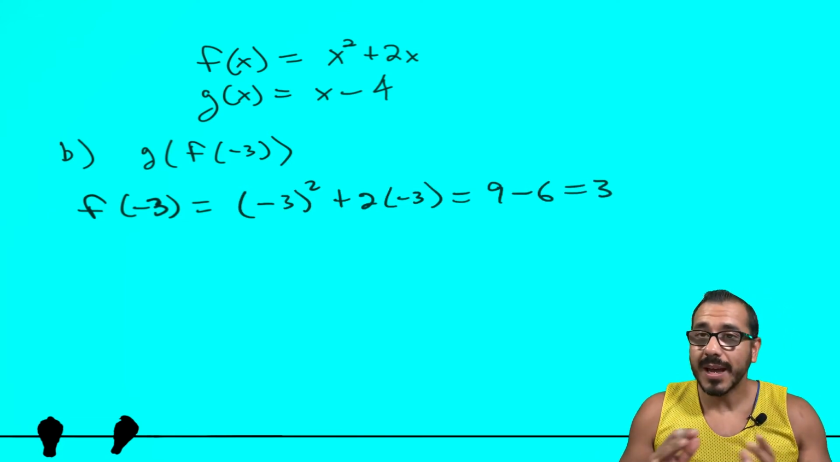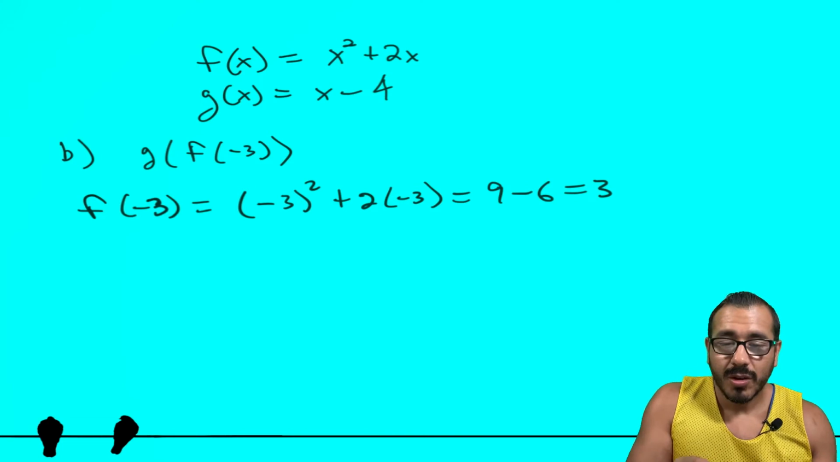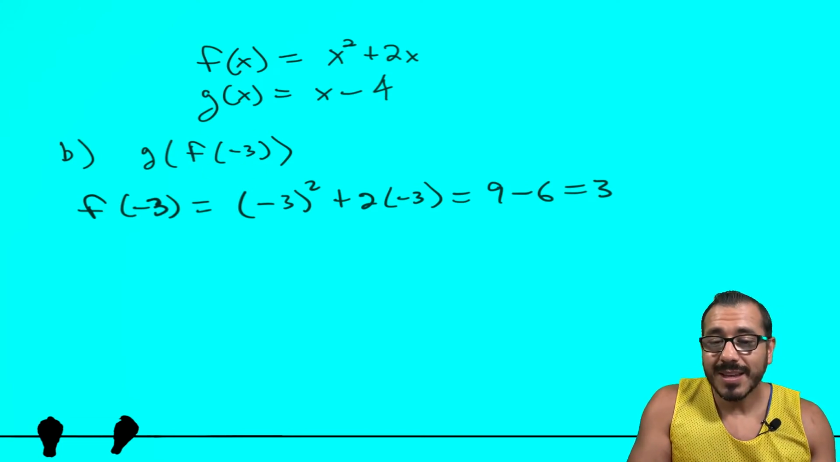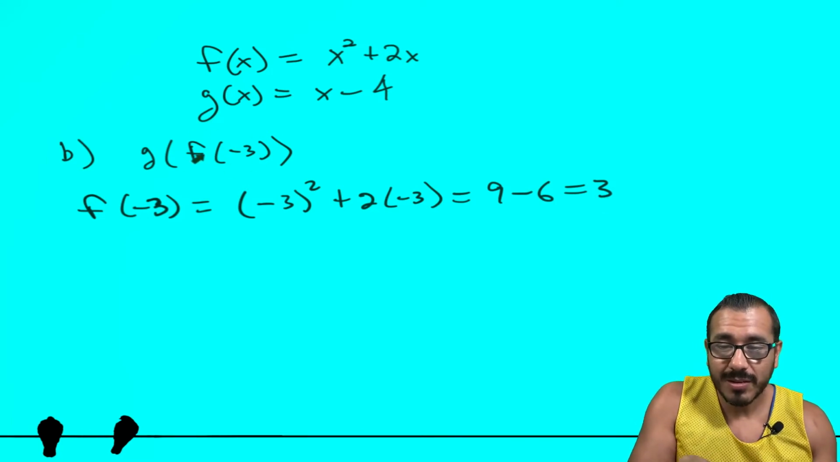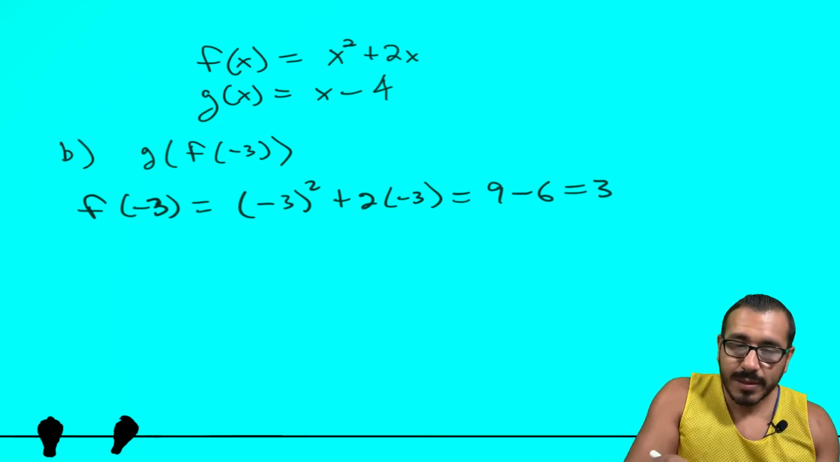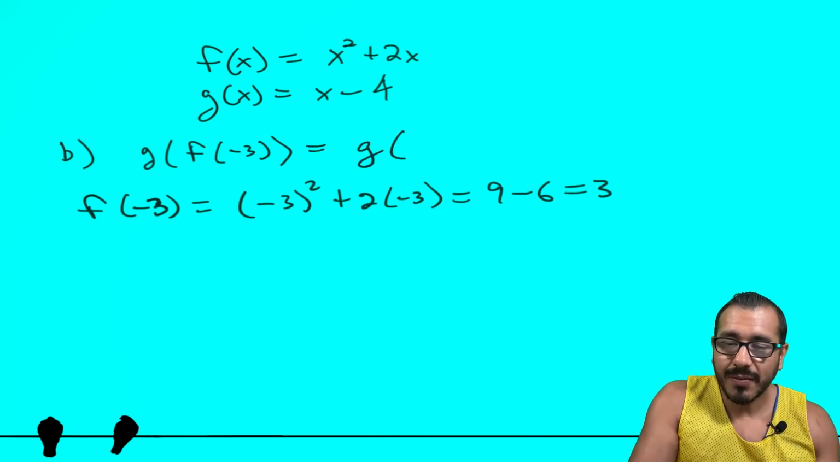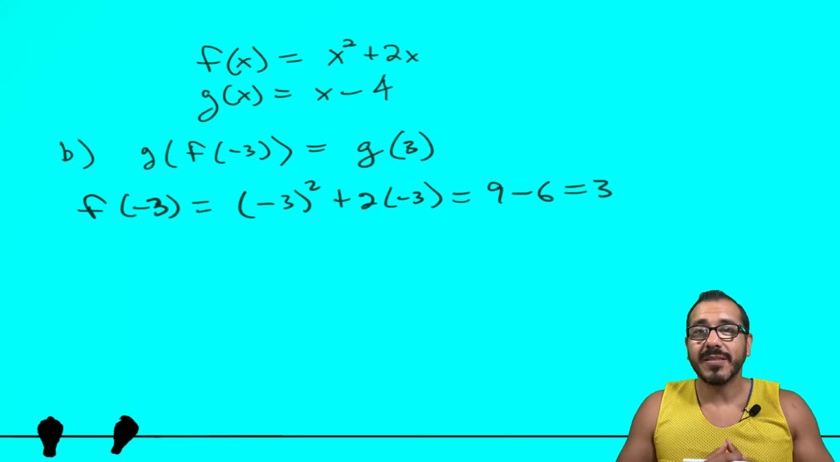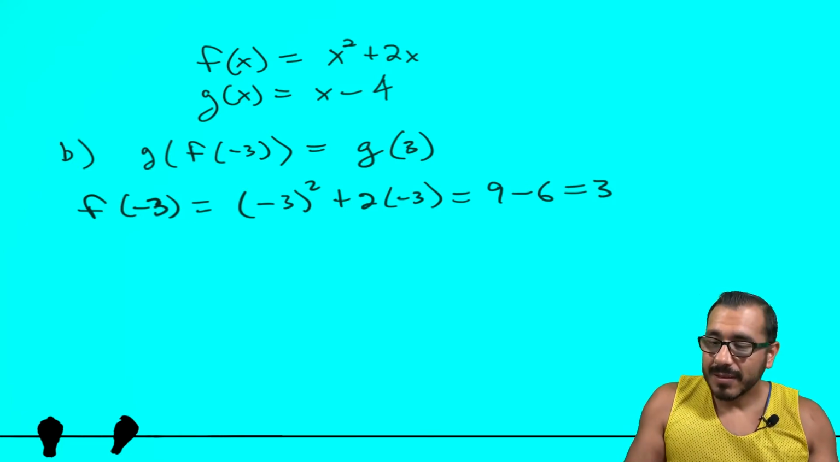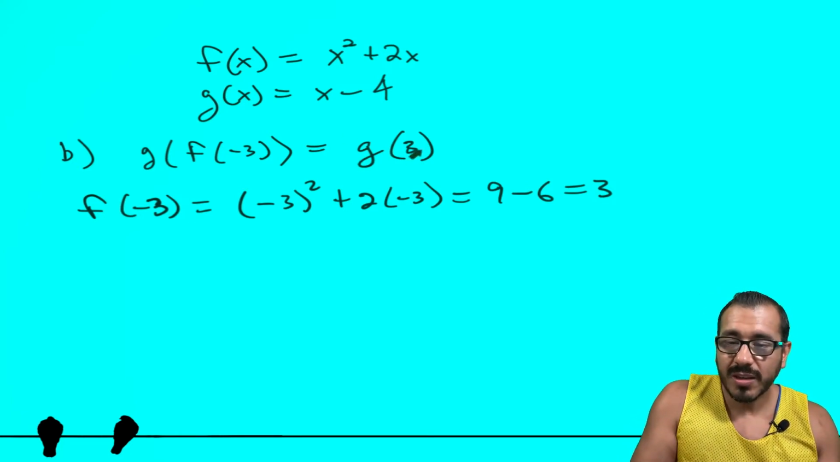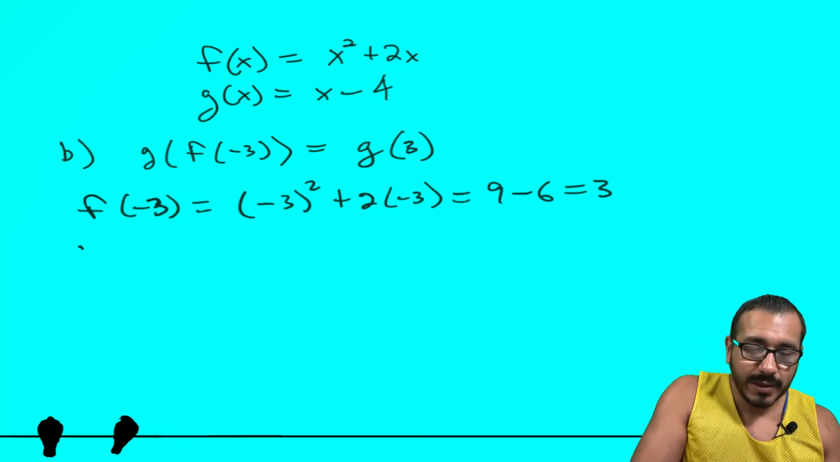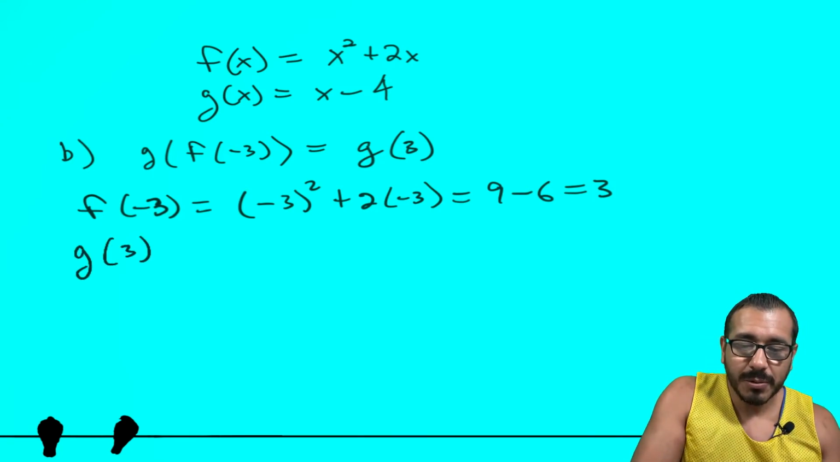So notice we're not done yet. All we found was that f of -3, right, this that's in here, is the same thing as 3. So let's go ahead and replace all this with 3. Now we're left with g of 3. So we took care of that inner function, and now let's polish this off, g of 3.